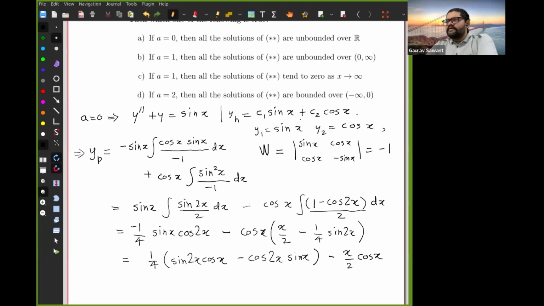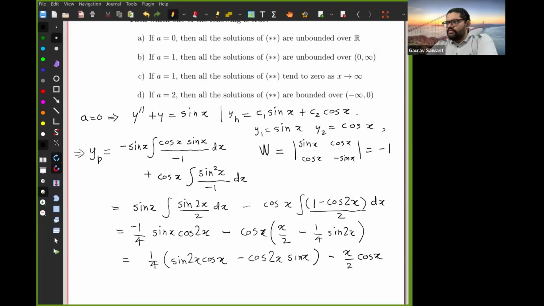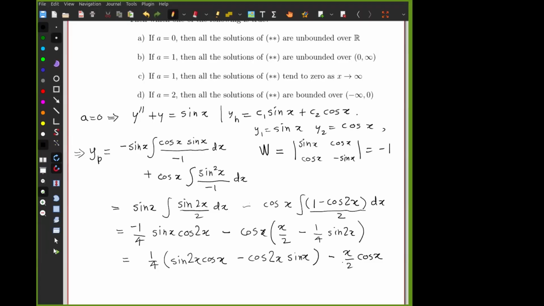The reason is that I am looking at the option. The option says what happens in the case A equal to 0. It is saying that all solutions are unbounded over R. So there is that x over 2 times cos x. So this x is helping it go unbounded. So we have essentially got our solution already.